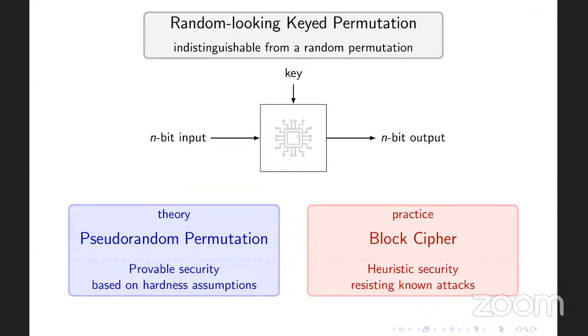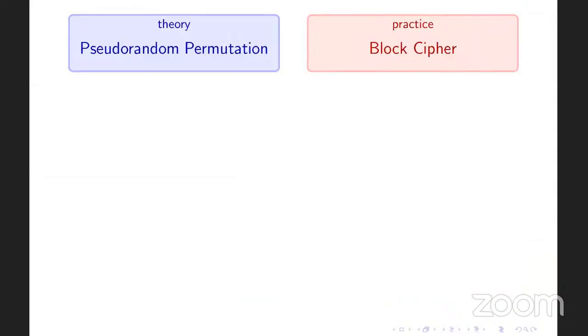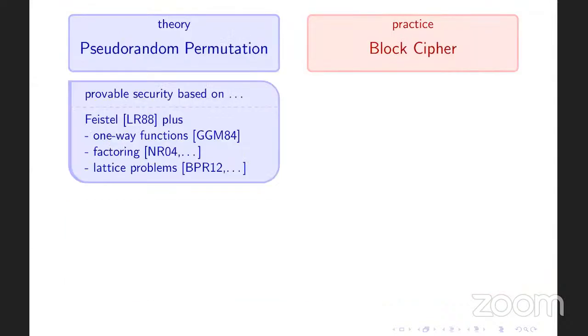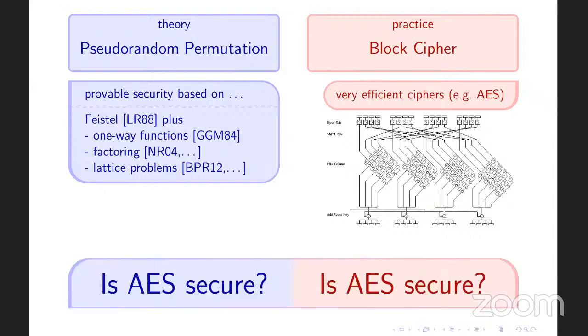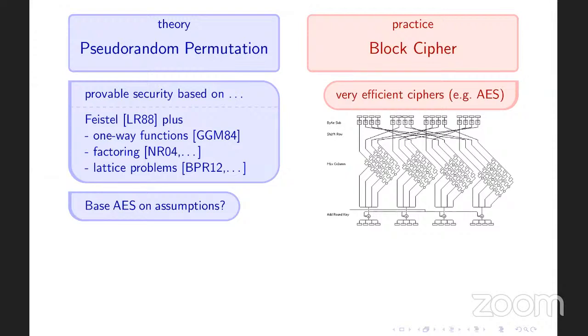Of course, everyone wants to bridge the gap and have a provably secure, super efficient construction, but it seems very hard. So in the literature, we have provably secure PRPs based on many assumptions. Unfortunately, none of them is fast enough to be practical. In practice, people use much more efficient block ciphers such as AES. Then, of course, everyone wants to understand whether AES is secure. From the theory perspective, we want to base AES on hardness assumptions, but we have no clue here. We don't even have a candidate assumption.